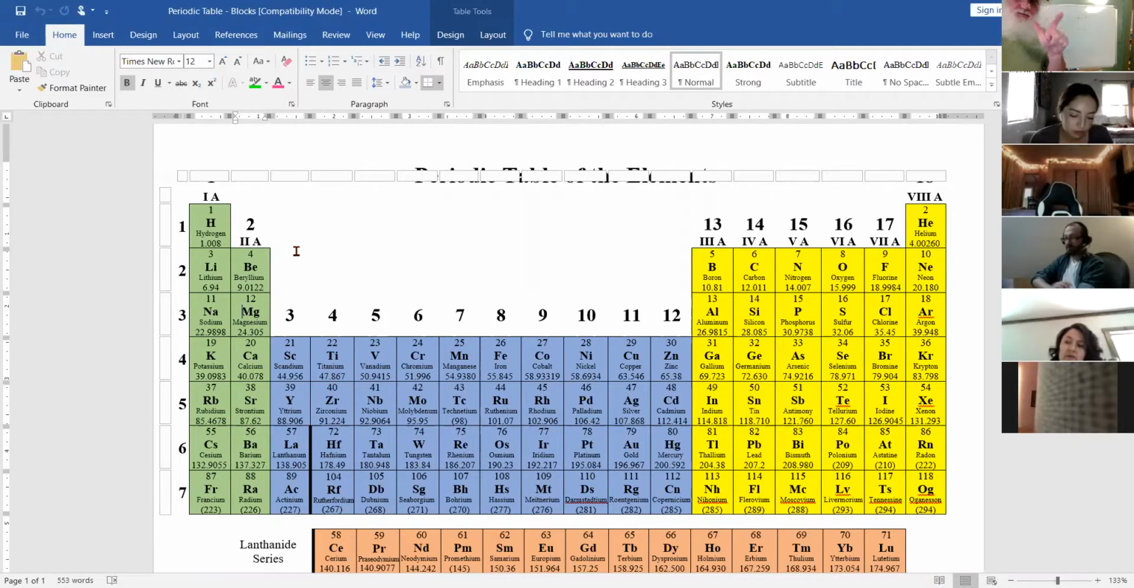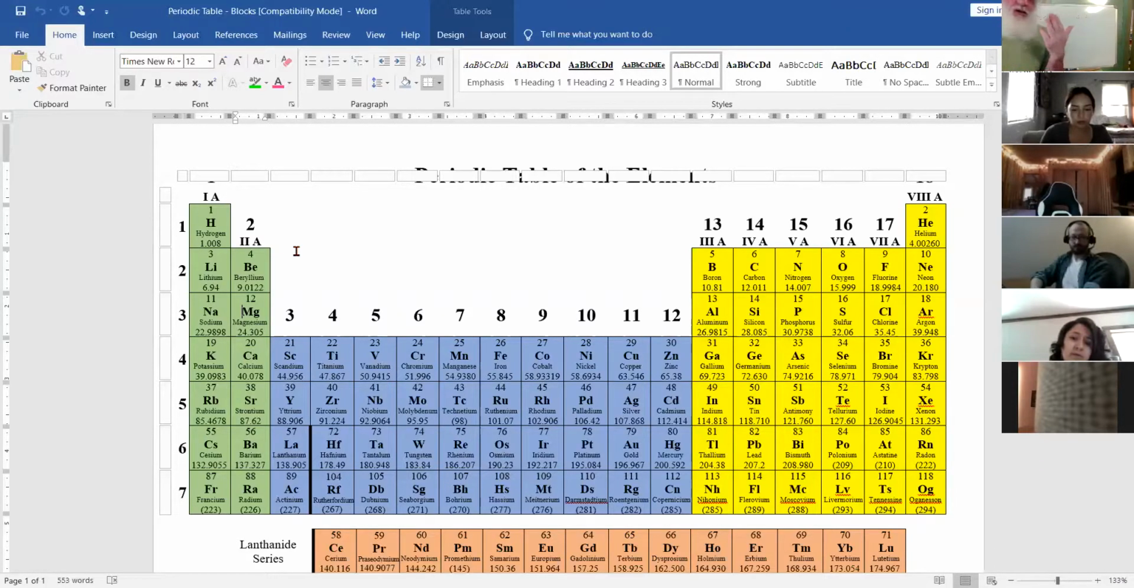What period is magnesium in? It is in period number 3. Yes. What group is magnesium in? Group number 2. Very good so far. What block is magnesium in? S. S is correct.